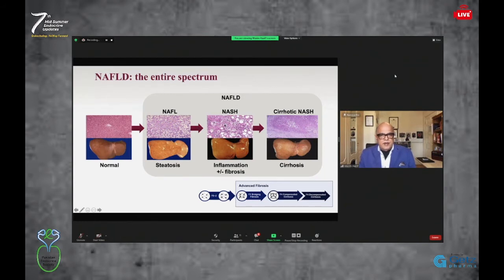and then it progresses to NASH, where along with inflammation you start getting fibrosis. This is still a reversible stage, and then you get cirrhotic NASH, and the cirrhosis can progress to decompensation or even hepatocellular carcinoma. When we talk about advanced fibrosis, we are talking about fibrosis beyond what is called F3 bridging fibrosis, along with F4, which is compensated cirrhosis, and F4 along with decompensated cirrhosis. So it is the entire spectrum.